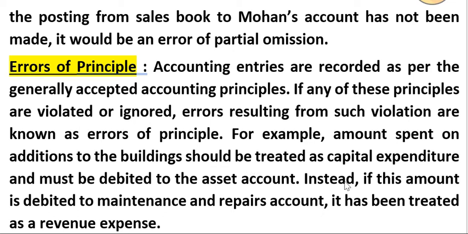So this has been treated as revenue expenditure, means instead of taking it as a capital expenditure, what we have done, we have debited to maintenance and repairs account. So this becomes the revenue expenditure. So what will be the effect? It will affect our profit and loss account. So this is called error of principle.